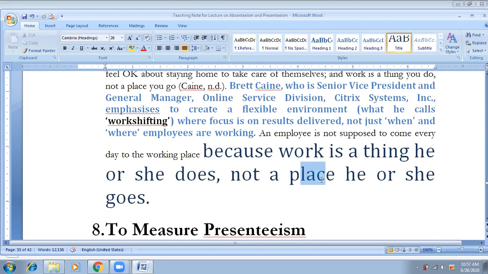If the work is a place, then we have to go there to do that work. But if the work is not a place, then of course we can be anywhere and do the work by using a computer, by using a cell phone. In the case of sales employees, the work can be done at any place. So in the case of professional scientists, even professors like me, work is a thing that I do, not a place where I go. Without going to university, we can do a lot of work.